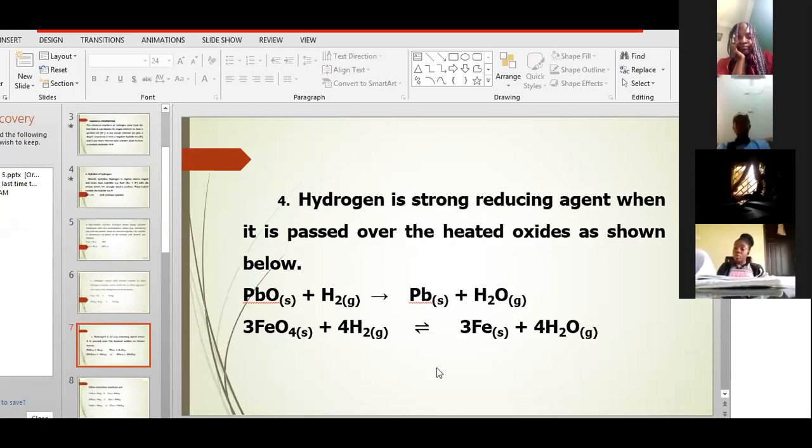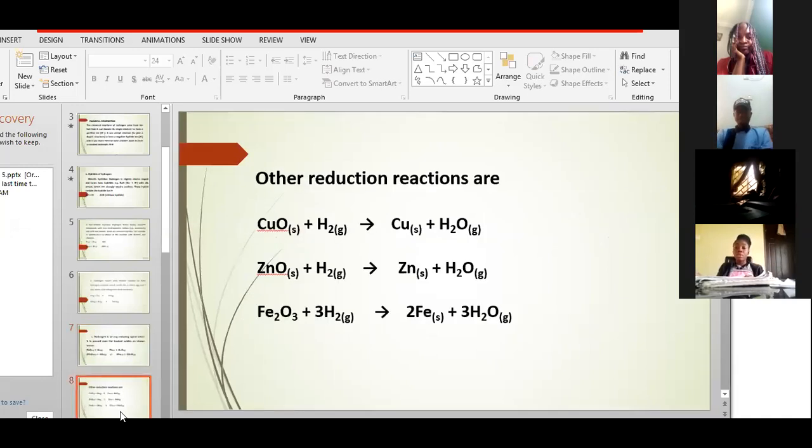And then, can you see this double arrow here showing that the reaction is reversible? All right, thank you. Another chemical properties and other chemical properties.